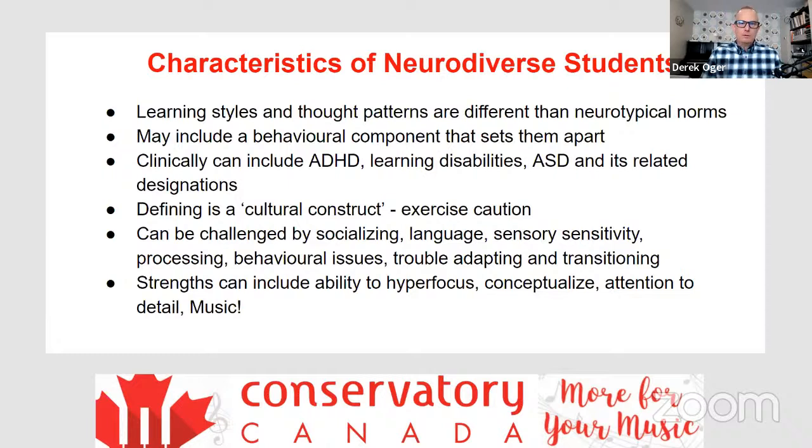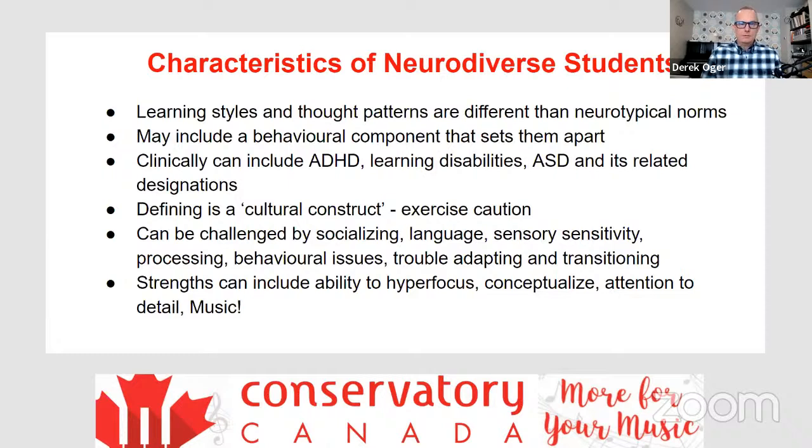And so in terms of neurodiverse students, it may include a behavioral component that sets them apart from other things that we typically see. Some neurodiverse students may be incredibly uninhibited in public situations or in any social situation, where some are quite inhibited. But I find for the most part, we're talking about students that are more uninhibited.